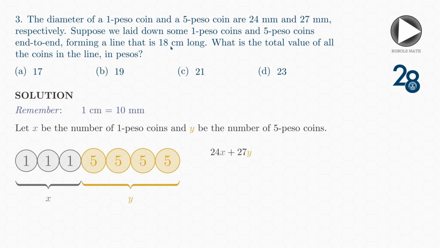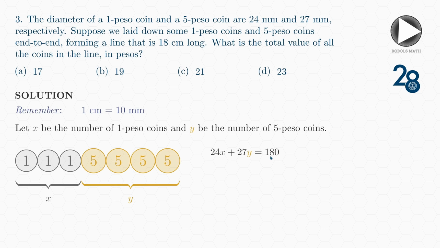But to be dimensionally consistent, we're given here the diameters in millimeters, but the total span in centimeters. So we convert this first, the centimeters to millimeters, by noting that 1 centimeter is equal to 10 millimeters. So 18 centimeters should be equivalent to 180 millimeters. Right? I hope you got it. So this sum right here, 24x plus 27y, should be equal to 180.